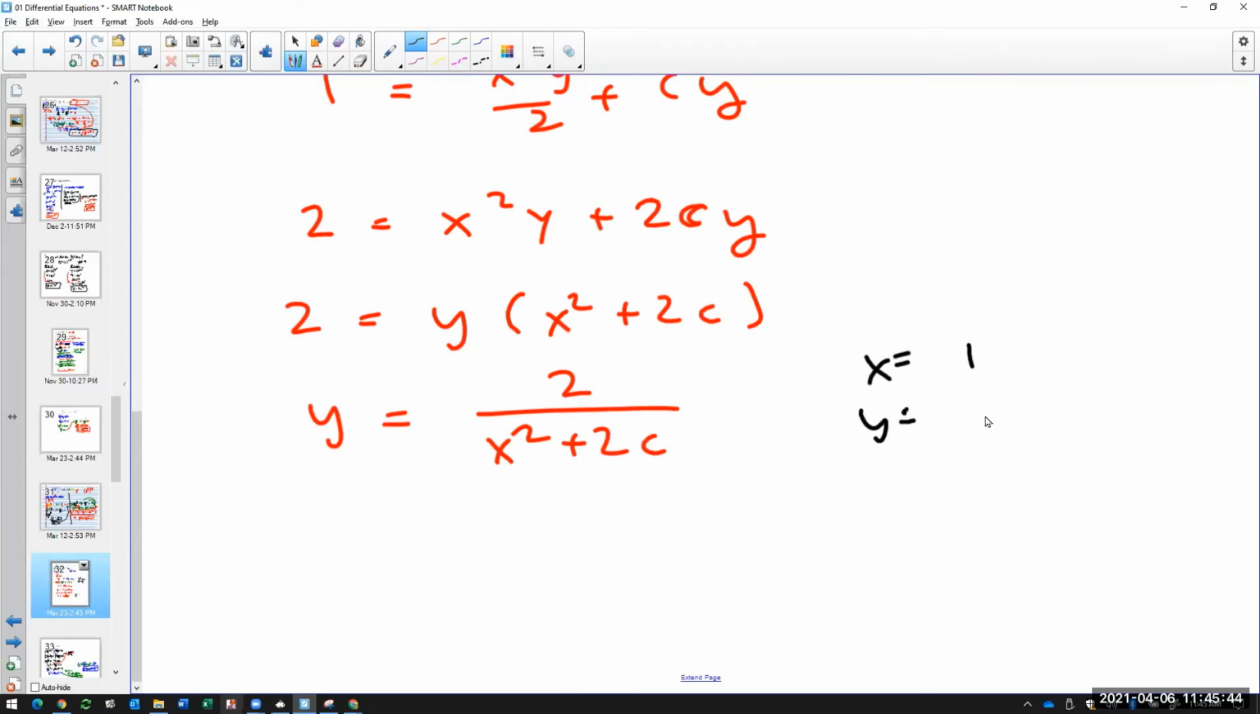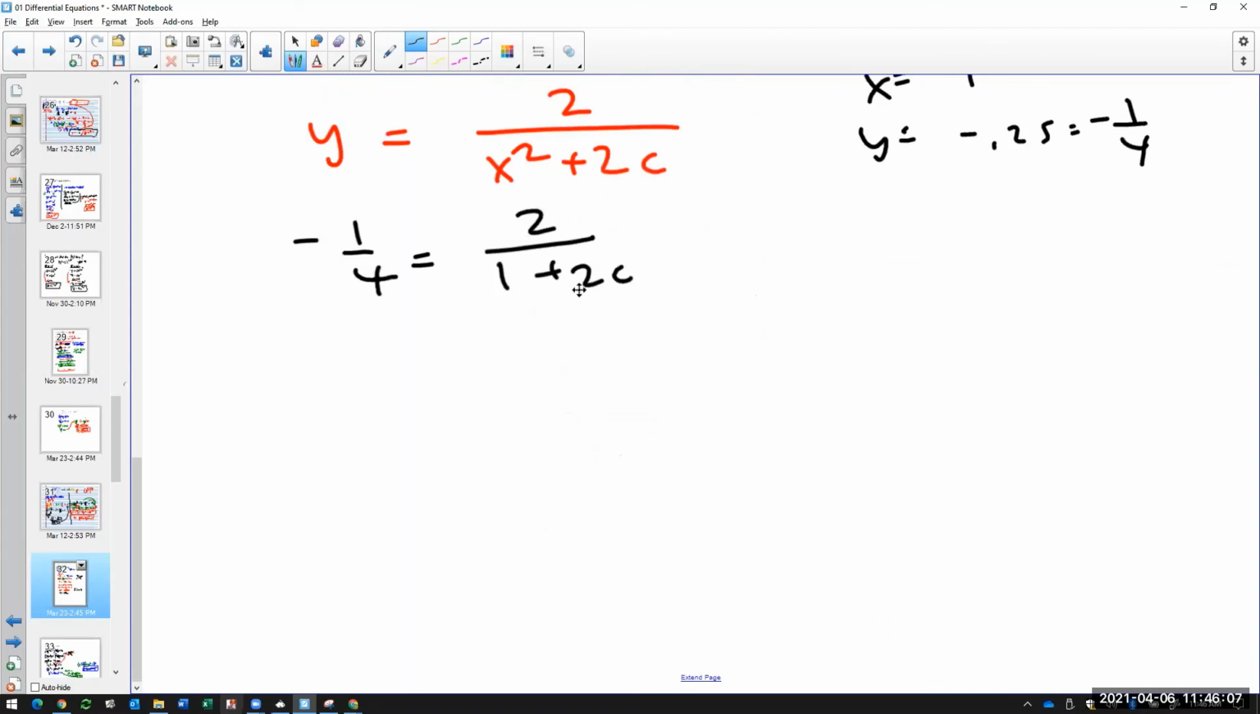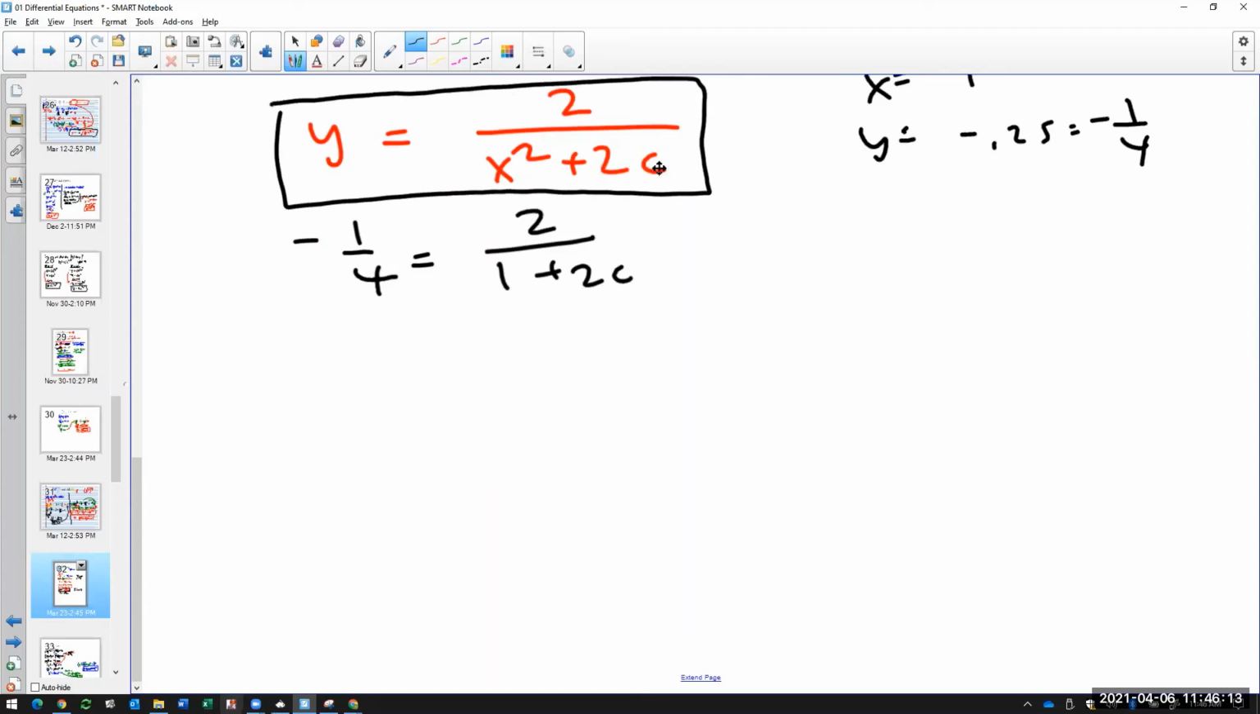X is 1 when y is, okay, so that's -1/4, right? So what I know is I've solved for y, and now I need to solve for c. So it's -1/4 is equal to 2 over 1 plus 2c. Okay, did I do that right? The y is -1/4, the x is 1, okay? So then I need to solve for 2c. Okay, actually, this is my answer. Is everybody good with that? This is my answer. I just need to solve for c.